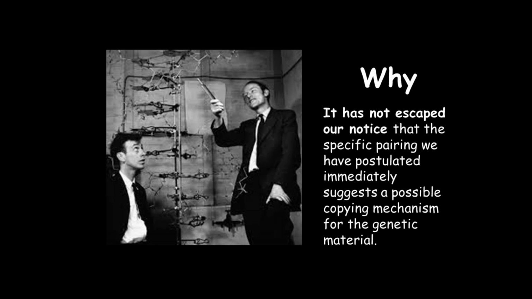So what? Has any of you read the paper they wrote? Go and look it up. It's brilliant. How long do you think it is? 5 pages. How long do you think it is? 1 page. Very good. It's 1 page. The secret of genetic transfer at the molecular level is a 1-page paper. And they put in this, it has not escaped our notice that the specific pairing we have postulated immediately suggests a possible copying mechanism for the genetic material. That's why they got a Nobel Prize. And they pinched somebody else's data, but we won't go into that.